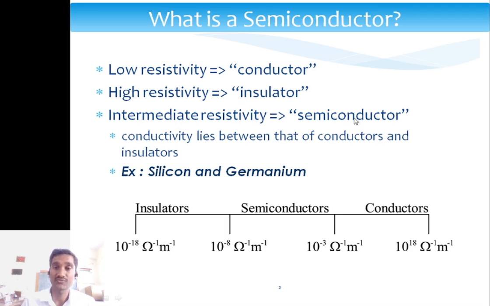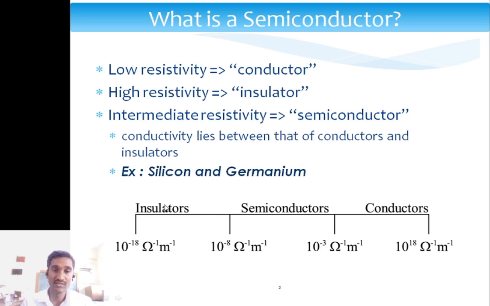The third type of material is the semiconductor. A semiconductor has resistivity or conductivity that lies in between the conductor and the insulator. Examples of semiconductor materials are silicon and germanium. These are the common materials used in semiconductors. Apart from silicon and germanium there are also other semiconductor materials, but these are the famous and most commonly used, especially silicon.